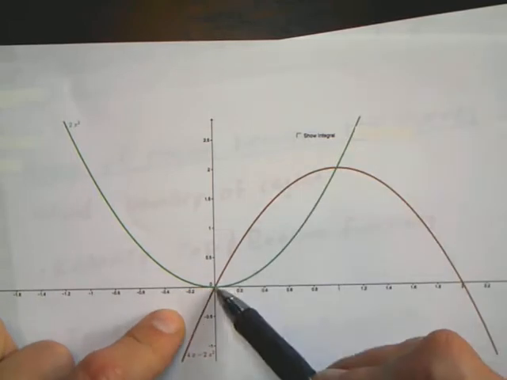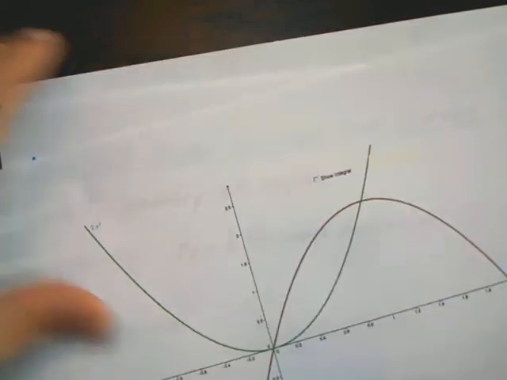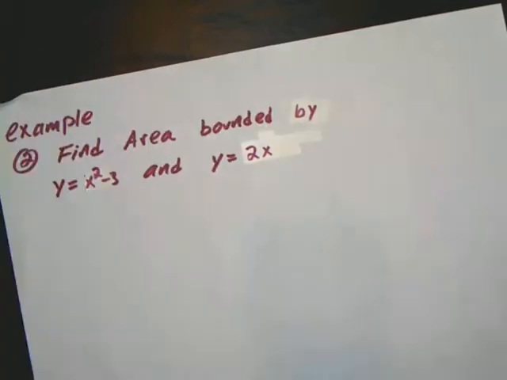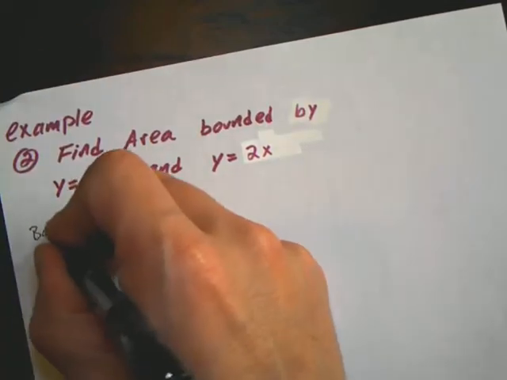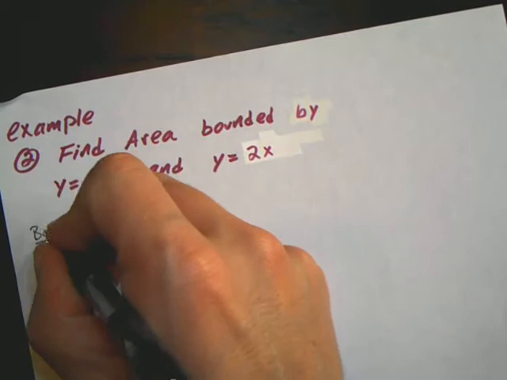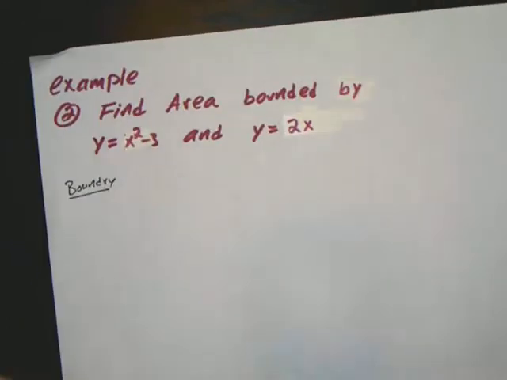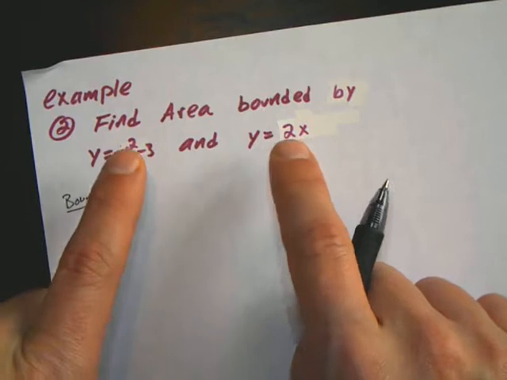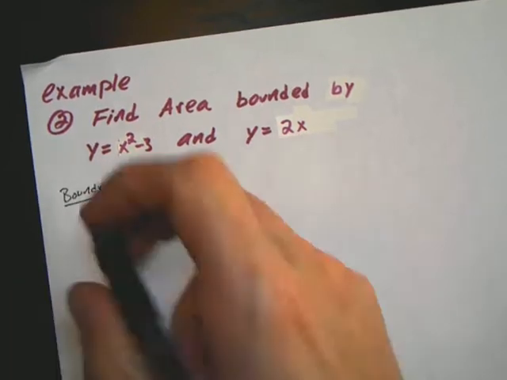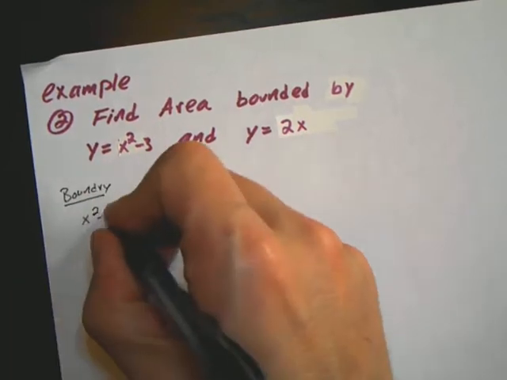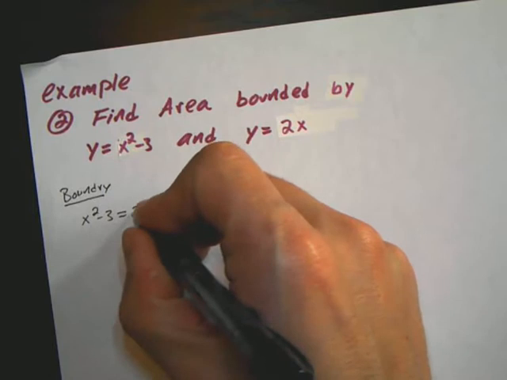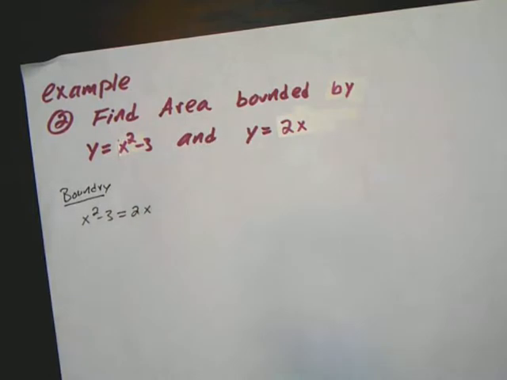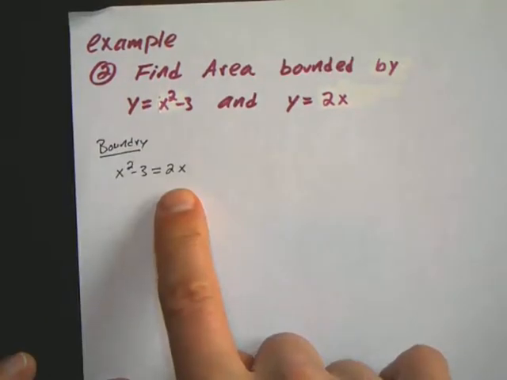So to find the boundary, to find your limits of integration, you have to figure out where they intersect. So you have to set them equal to each other. These are both set as y equals, so I have to set x squared minus 3 equal to 2x. And then I have to solve this. This is a quadratic, so I set it equal to 0, so I have to move this over.